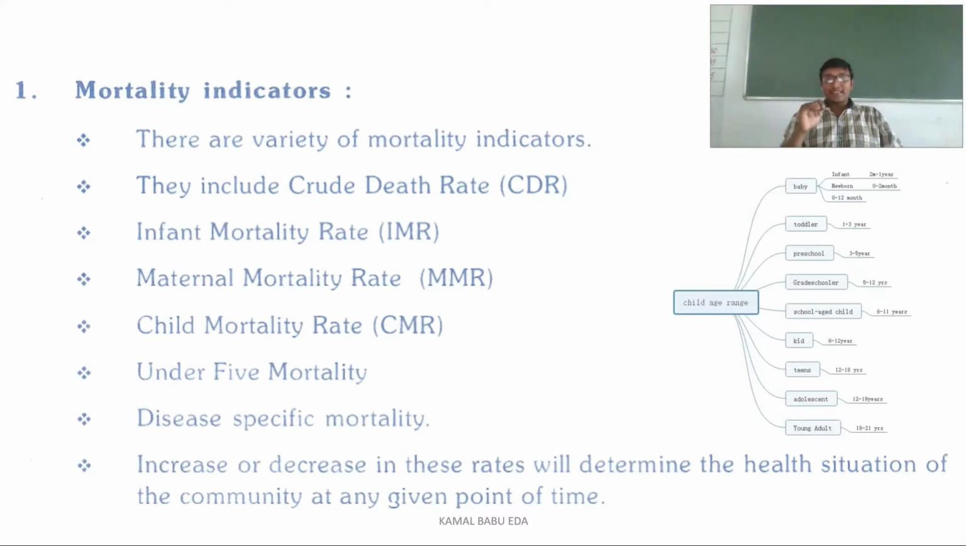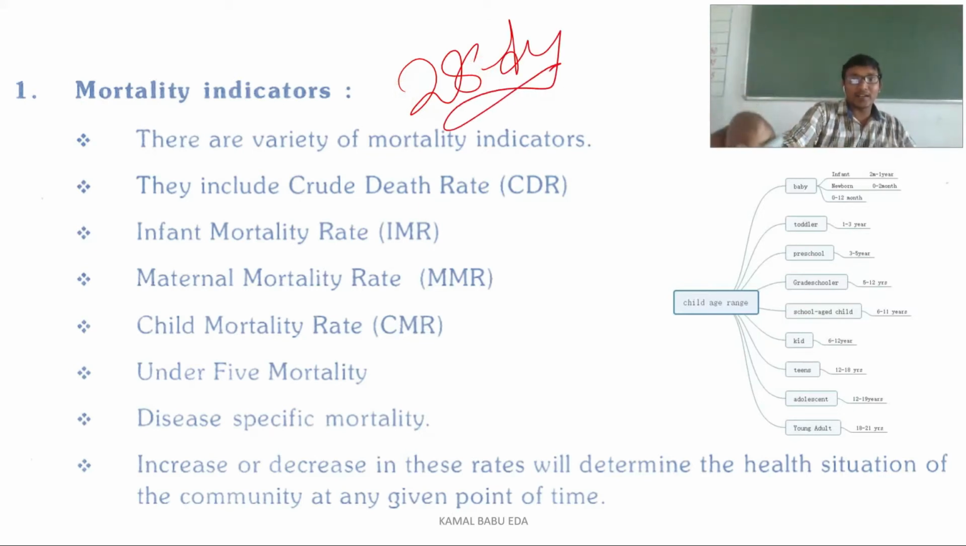When a baby is born, for the first 28 days they call it a newborn. You can see in the picture here. From after 28 days, from the first month to 1 year, they call it an infant, from 1 year to 3 years a toddler, and from 3 to 5 years a preschooler. You can take the picture here and write it down in your notes. I just want you to know what an infant is: the baby from 28 days after birth to 1 year is called an infant, which is the basis of the infant mortality rate.